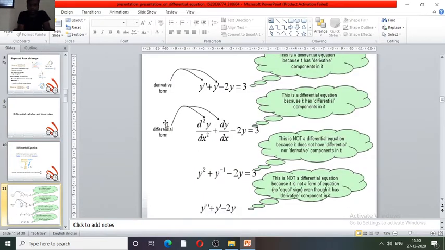Here I discuss more examples of differential equations. If we write y double dash plus y dash minus 2y is equal to 3, this is a second order differential equation. Basically y dash is defined as dy by dx, so the same thing we write as d2y upon dx2 plus dy by dx minus 2y is equal to 3.